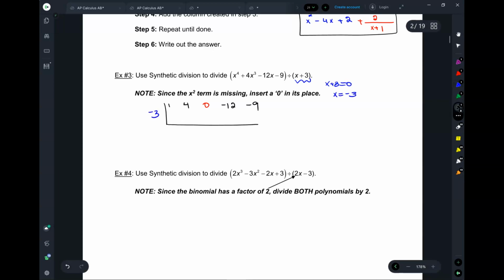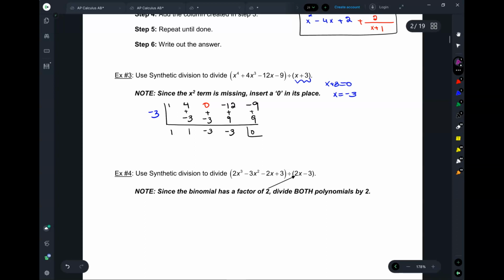Okay, so 1 moves down. Multiply, you get negative 3. Add, you get 1. Negative 3. Add, you get negative 3. Multiply, you get 9. Add, you get negative 3 again. Multiply, you get 9. Add, you get 0 for the remainder. Perfect.